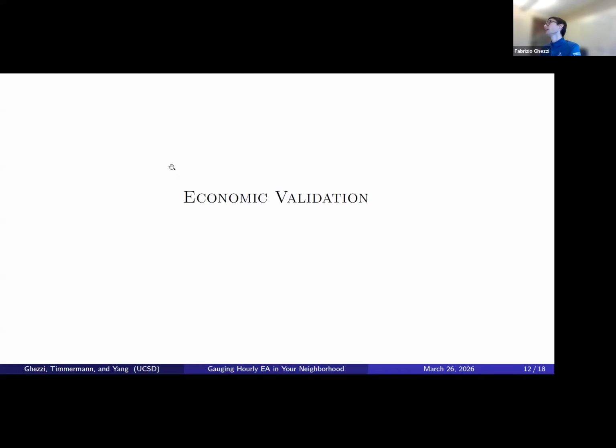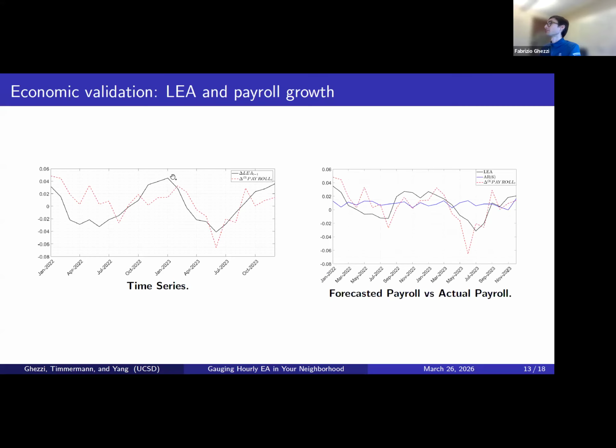Since we are using all these new alternative data sources, we want to make sure that we are actually measuring economic activity. So we do a bunch of validation exercises. What I'm showing you is the link between our aggregated factor, when we take the factor at lower frequency, and payroll data for the San Diego area.